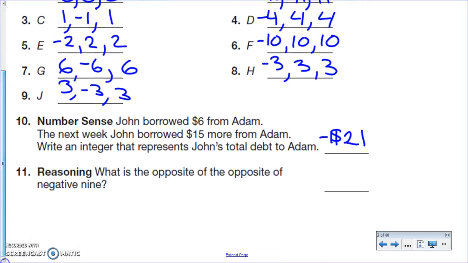11, reasoning. What is the opposite of negative 9? So to break that question down, the first thing we have to do is find out the opposite of negative 9, which is 9, and then the opposite of that is negative 9. So we're back to our original number.